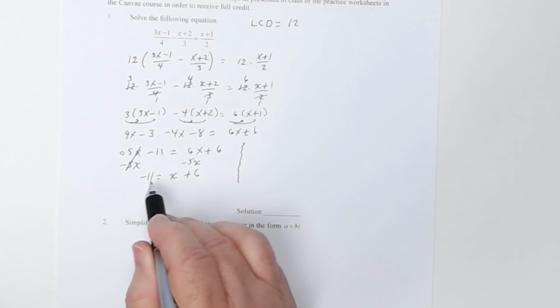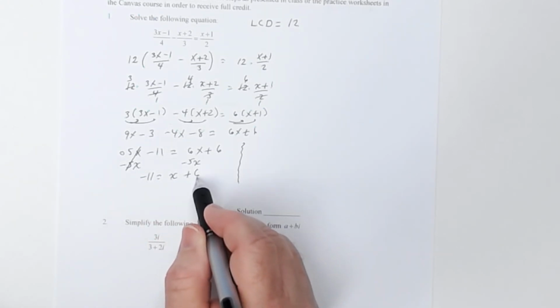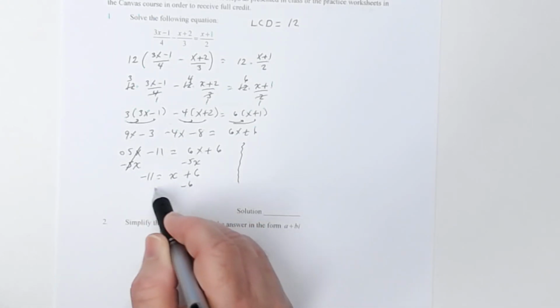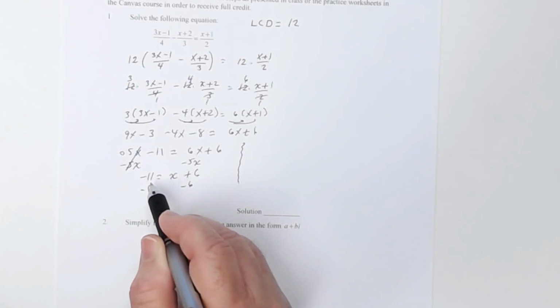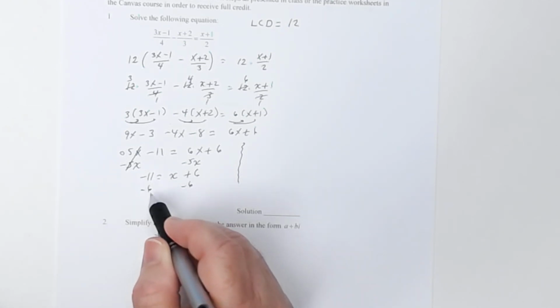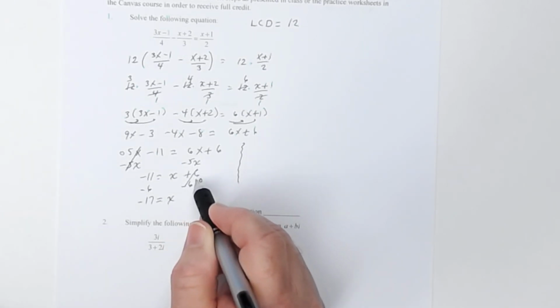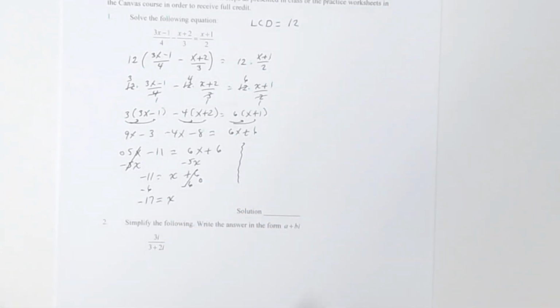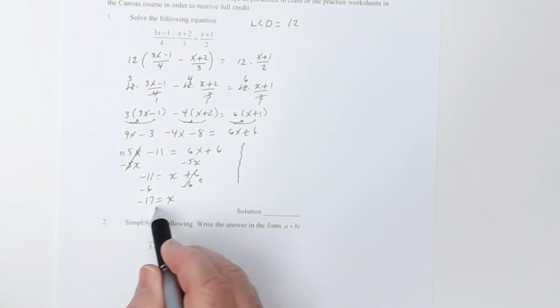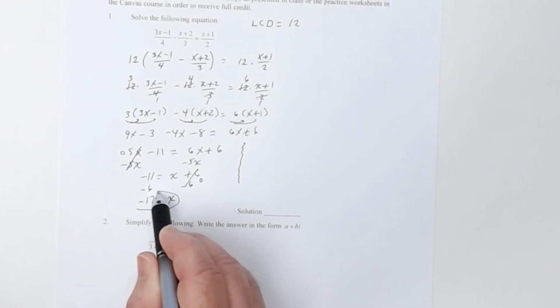And then we have a negative 11 equal 6x minus 5x is x, and then plus 6. And then I'm going to bring the constants to the other side. So right now I'm adding 6, so the opposite is to subtract 6. And the negative 11 and a negative 6 is a negative 17, and that's going to equal x. And then remember, this is 0. So positive 6 and a negative 6 are opposites, and so when you add opposites, you get 0. And you solve for x. So that should be your solution.